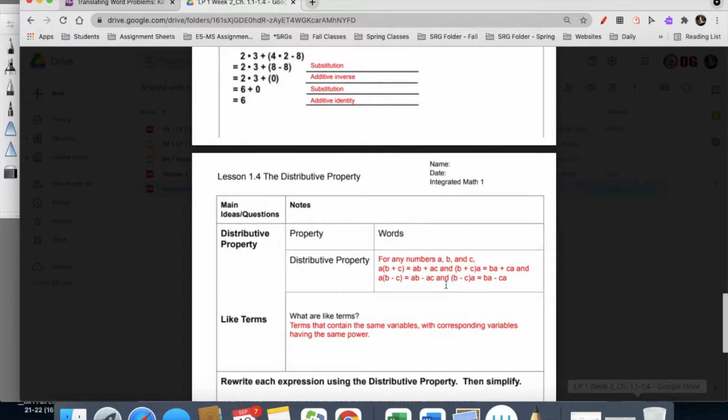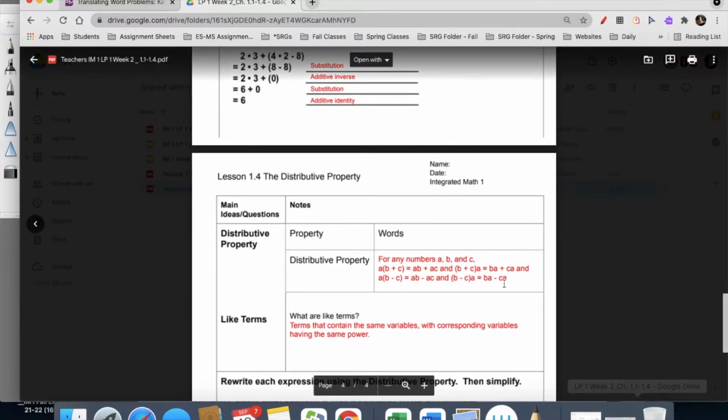So for any numbers A, B, and C, we have A times (B plus C) in parentheses, and this equals A times B plus A times C. And then you can do the same thing where A is on the other side. It would do the exact same thing. Now you just have BA plus CA.